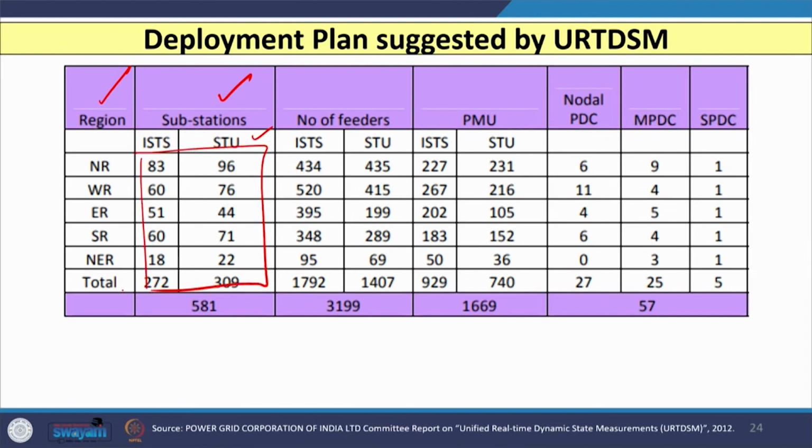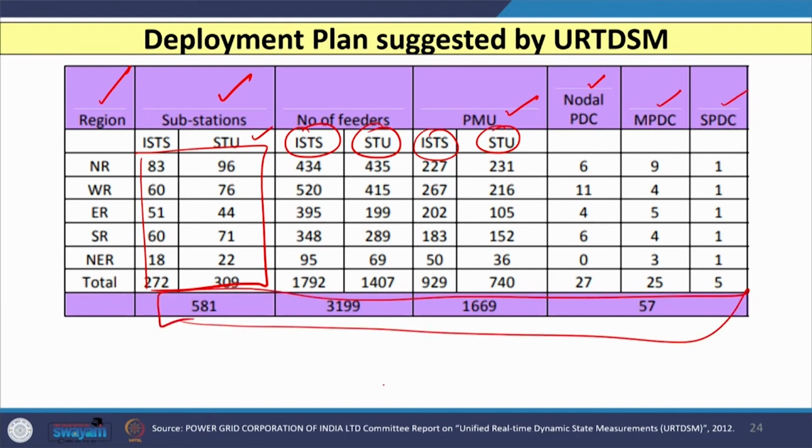Number of feeders are also mentioned for this ISTS and STU, and for each ISTS and STU how many PMUs are required, northern region, western region. So, region wise that is also given in this column, and then for these PMUs how many PDCs are required, nodal particularly, who is going to monitor that, and above this nodal you have the MPDC and SPDC. All these things are given and total PMUs are also mentioned in the last row. So, this is all about the deployment plan as suggested by the URTDSM.